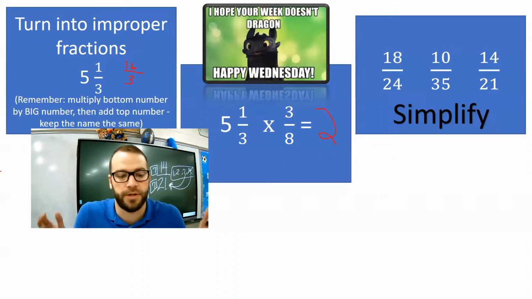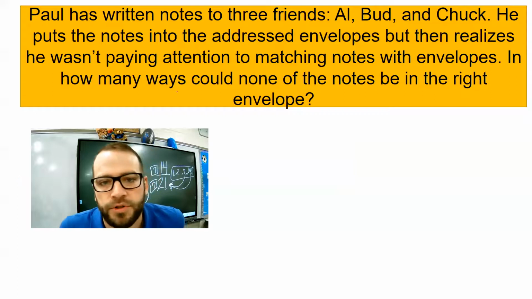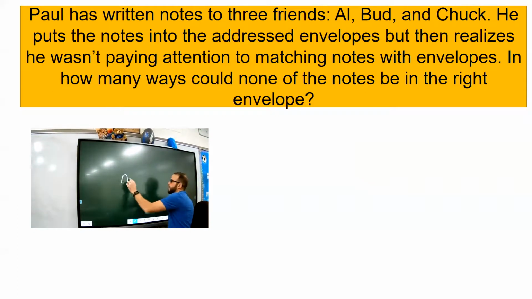And those are your challenge questions, except for that challenge question itself. So Paul wrote some notes to 3 friends, A, B, and C. He puts the notes into the addressed envelopes, but then he realized he wasn't paying attention to matching notes with envelopes. In how many ways could none of the notes be in the right envelope? How many ways can none of the notes be in the right envelopes?